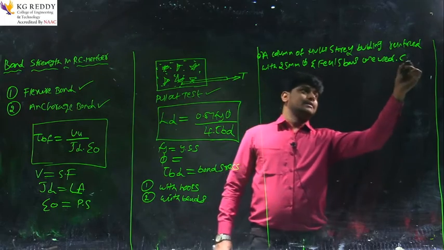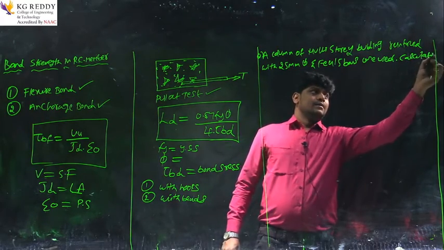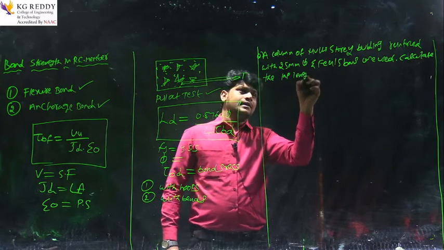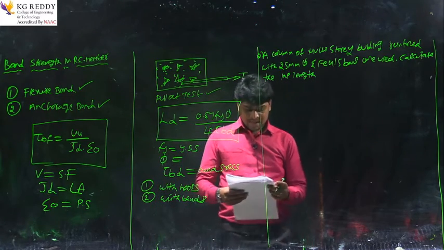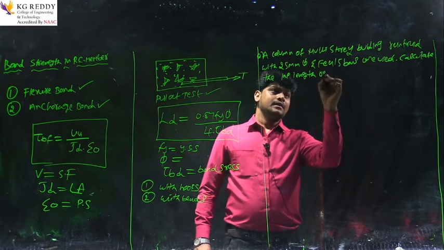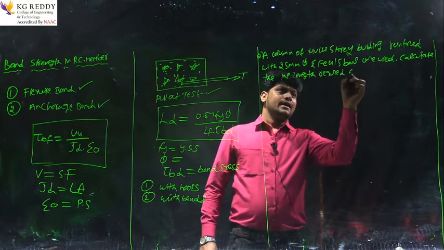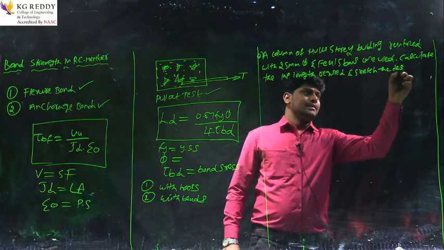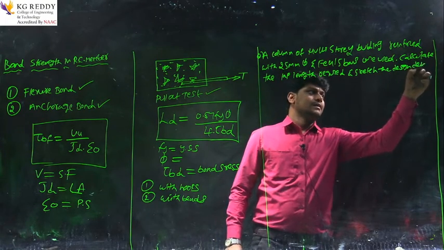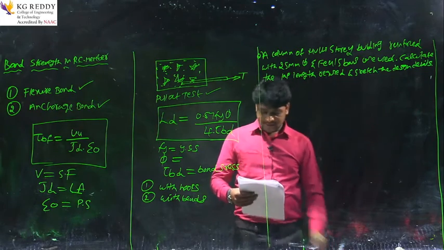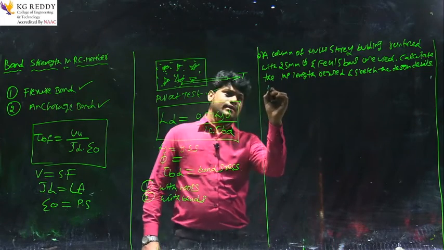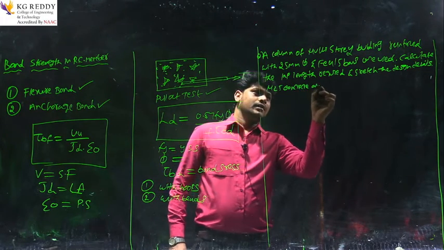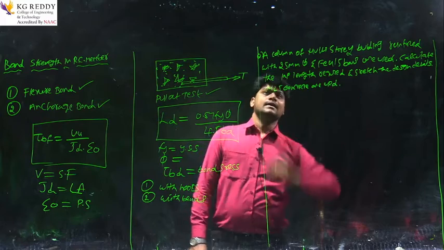Calculate the lap length required and sketch the design details. M25 concrete is used. Okay, so this is the question.